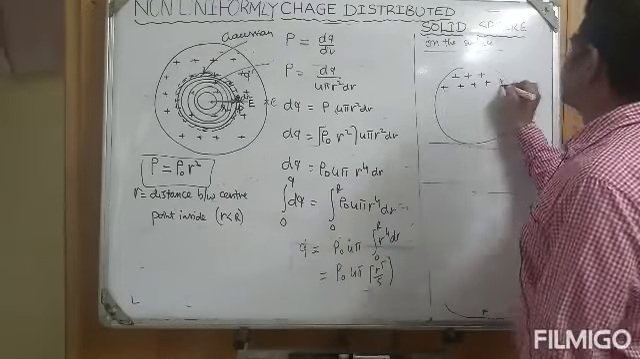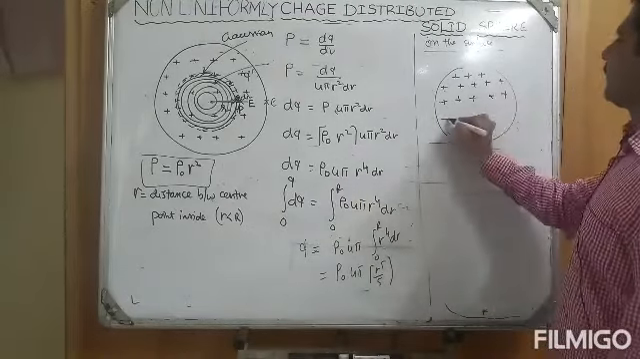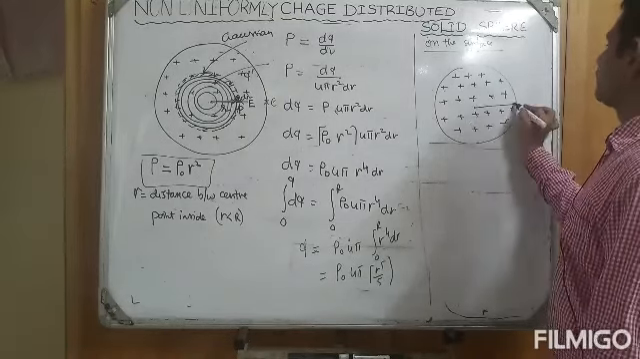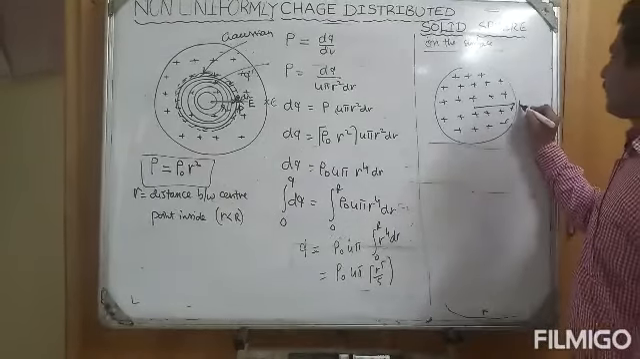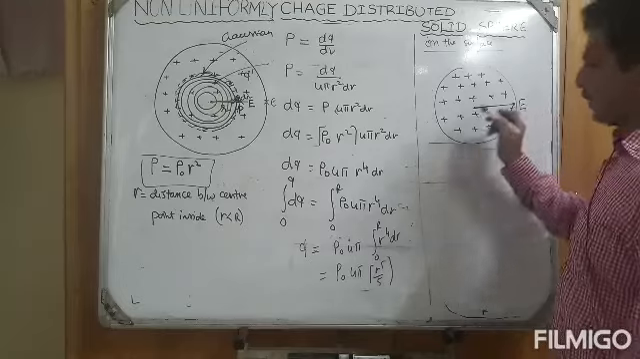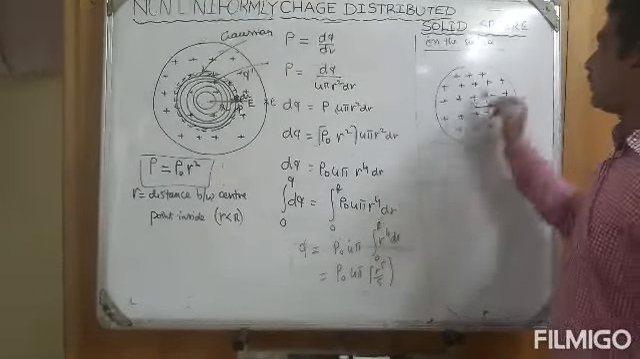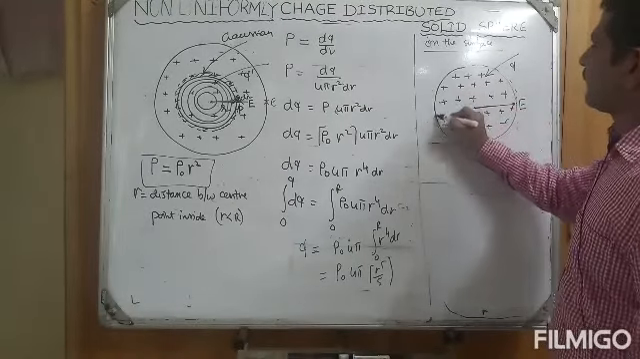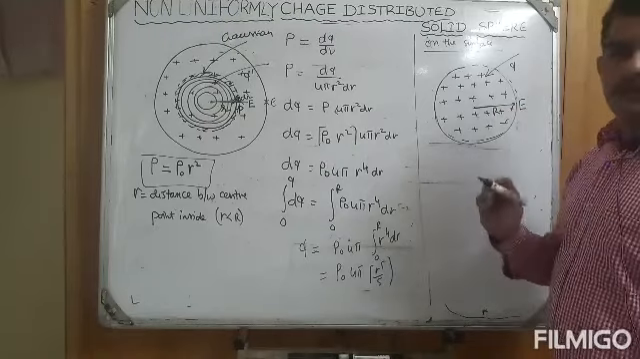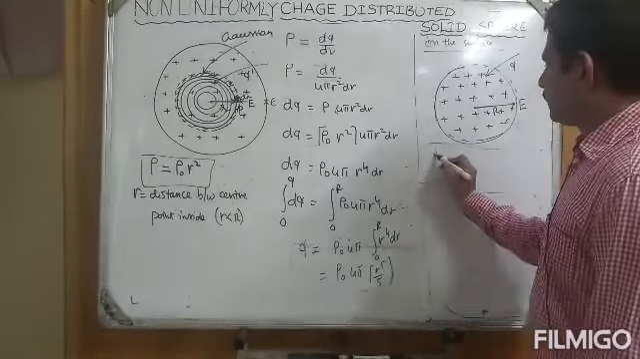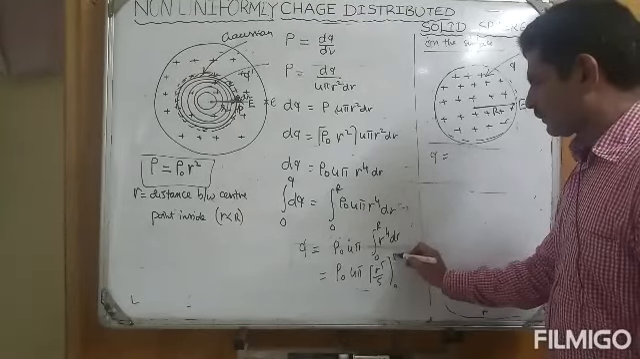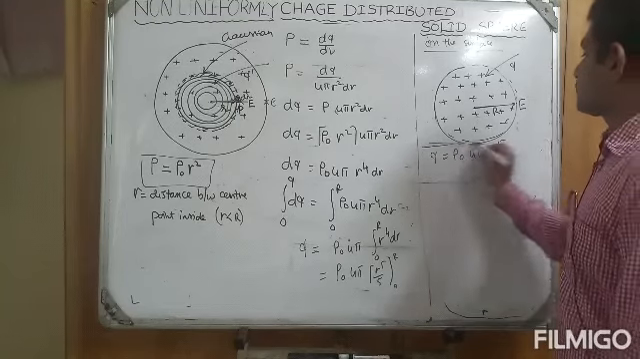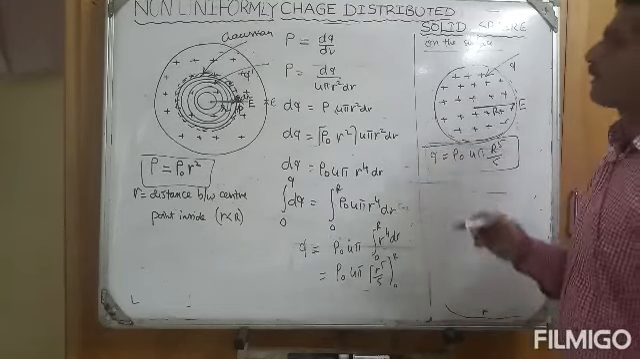Okay, you want to find the electric field intensity. Already you have done the integration, from here to here, 0 to r. So you will get the total charge. Understand? This is the Gaussian surface of radius r. So how much charge did you get? Q is equal to rho naught 4 pi r power 5 by 5. This is the total charge inside the sphere for this function.